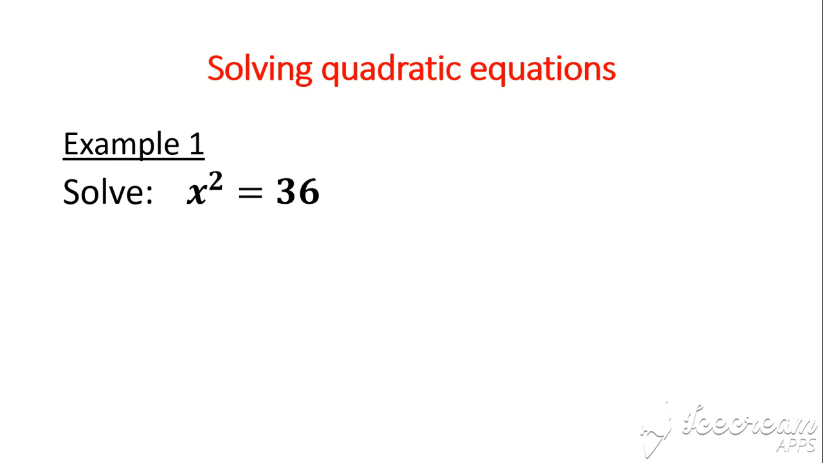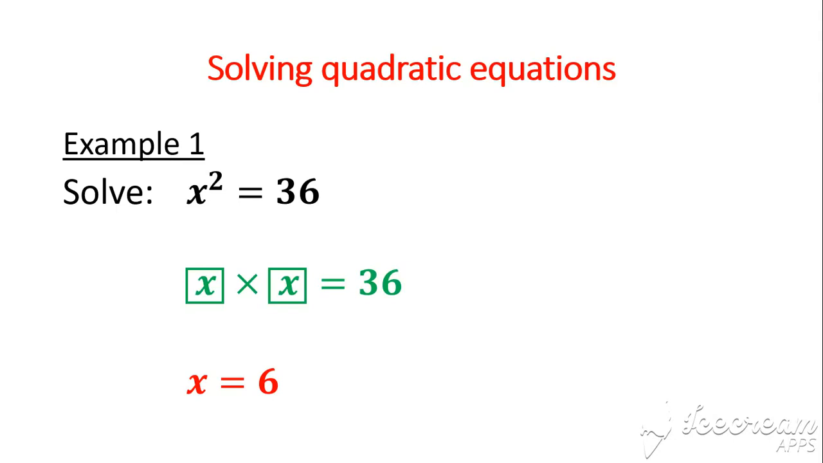Right, straight into example 1. We're going to solve x squared is equal to 36. Well, this means something times something is 36. Number squared means a number times itself. So something times something is 36. Well, the answer is 6 because 6 times 6 is 36.